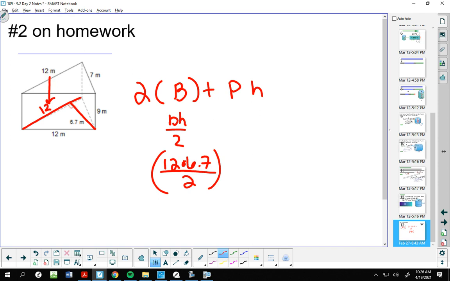That's going to give you the area of the base of the triangle. So that's how you can identify the base and the height of a triangle, is to always look for the two sides that form the 90-degree angle. And then 9 is the height of the prism, so that's what you're going to plug in for H here.